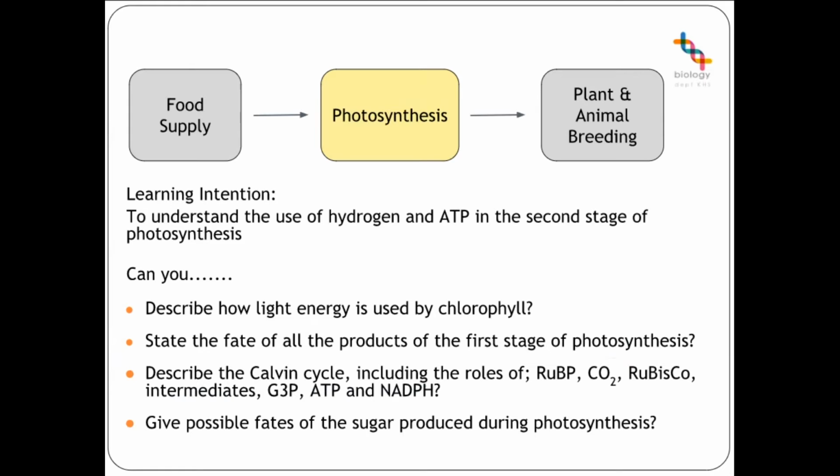So you need to be able to describe how light energy is used by chlorophyll, state the fate of the products produced in the first stage of photosynthesis, describe what's happening in the Calvin cycle, including the roles of RuBP, carbon dioxide, Rubisco, the intermediates G3P, ATP and NADPH, and then give the possible fates of the sugar produced during photosynthesis.